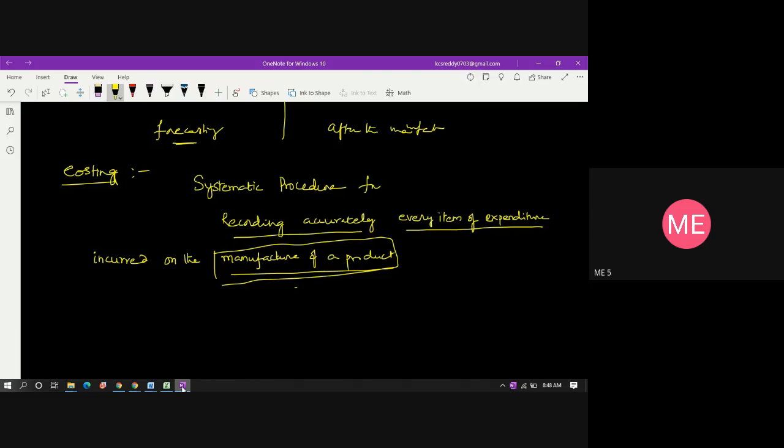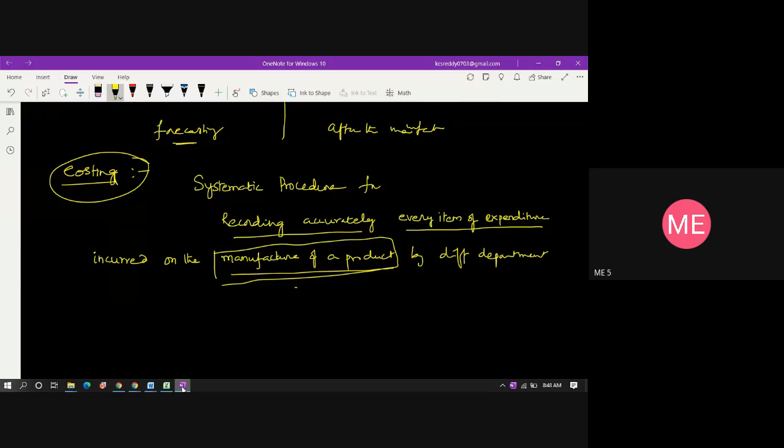It is incurred on the manufacturing of a particular product by different departments of any manufacturing concern, because only one department will not be involved in manufacturing a product. Whatever expenses each department incurs in manufacturing that particular product has to be recorded. That is what we call costing. Costing is a systematic procedure for recording accurately every item of expenditure incurred on the manufacturing of a product by different departments.